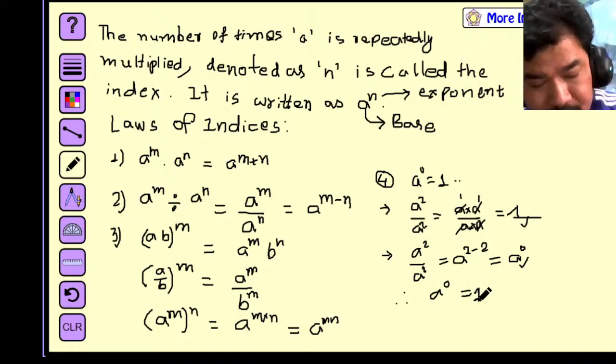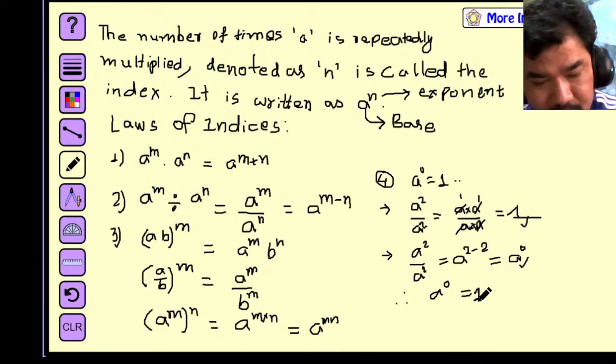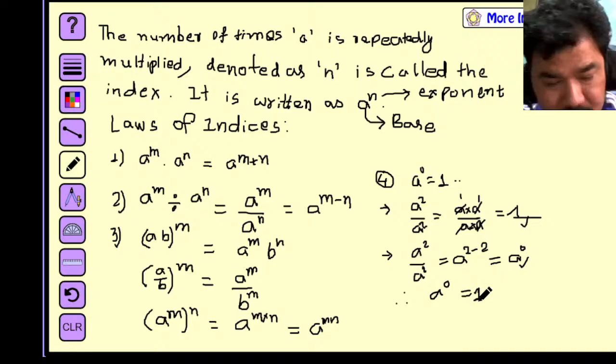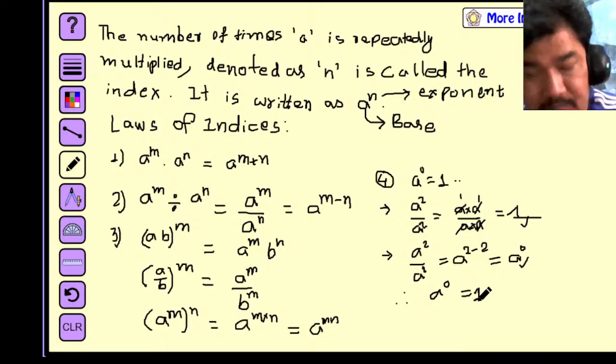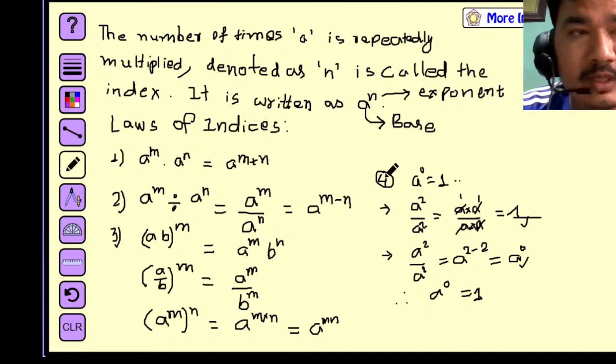Okay children, this is the way to find out why a to the power 0 equals 1. I think you are clear about this fourth one. Now look here children, I am going to show you the next one.